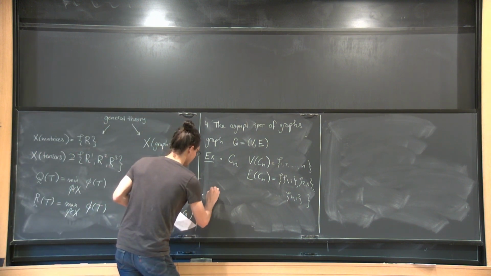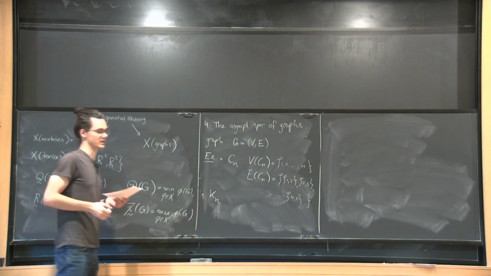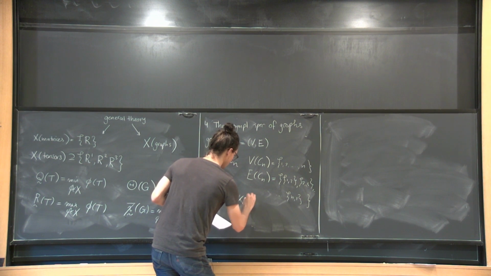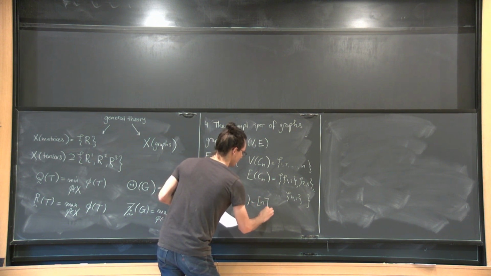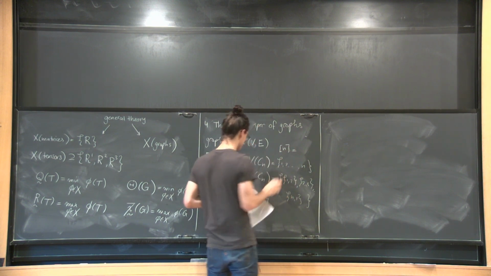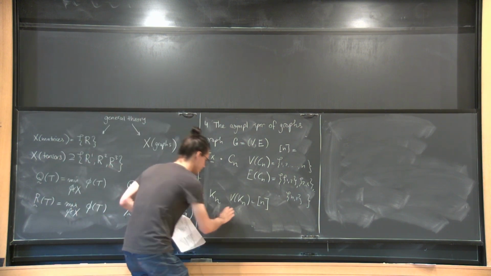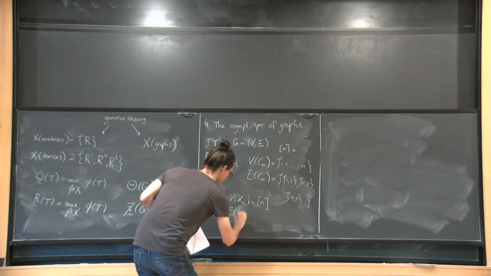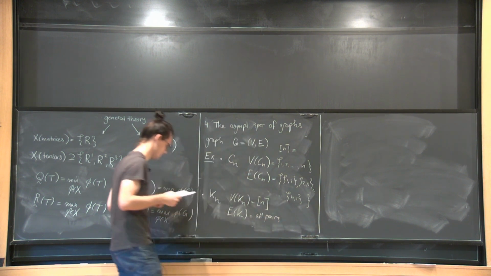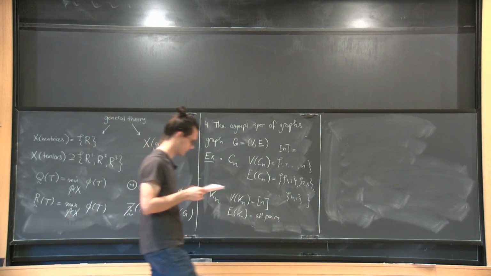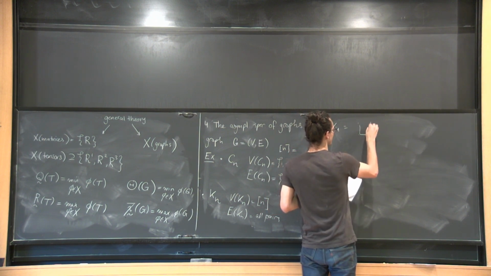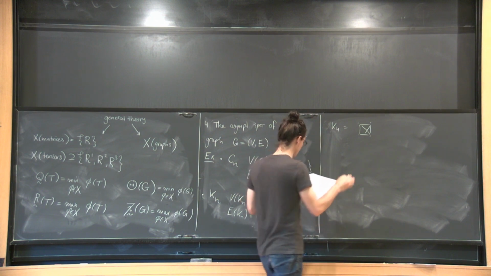Let me also define Kn. That's the complete graph. So it has as a vertex set all elements 1 to n, and as edges, it has all pairs. So for example, we have K4, and we have C5.